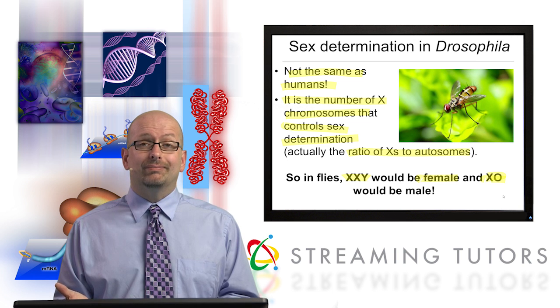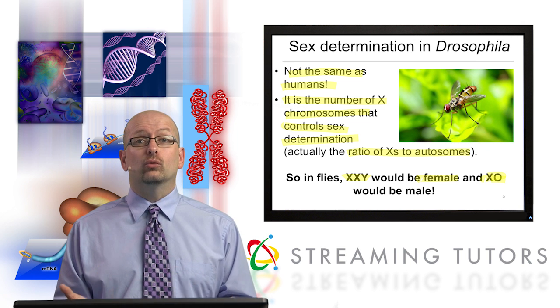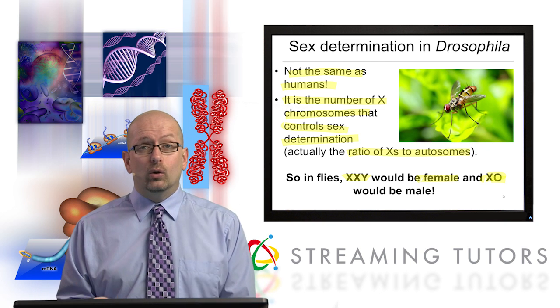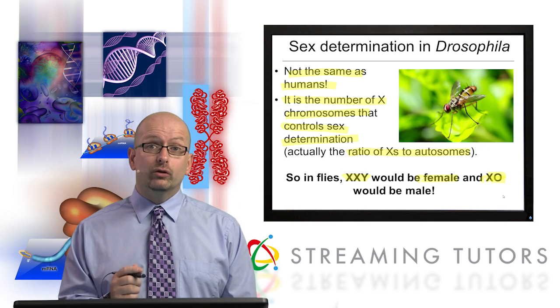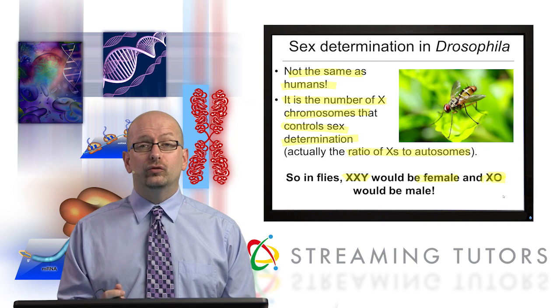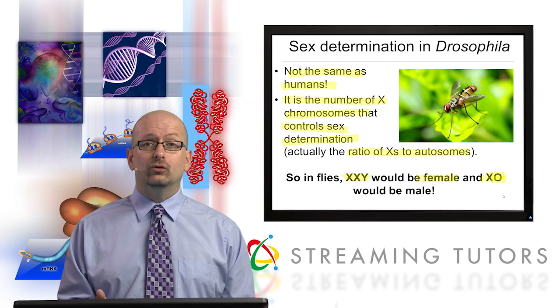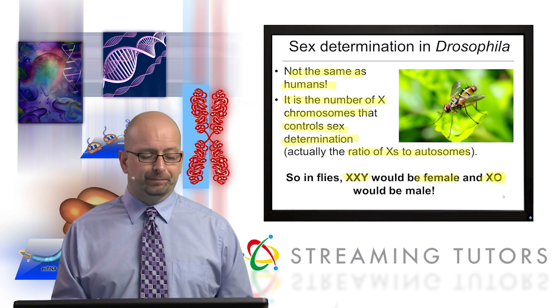And this really illustrates that sexual systems have evolved many times over evolutionary history, and they don't always work the same way. If you're interested in this, the molecular basis of sex determination in Drosophila is probably better understood than it is in humans, so you could look that up if you wanted to.